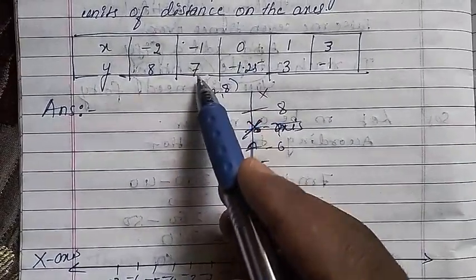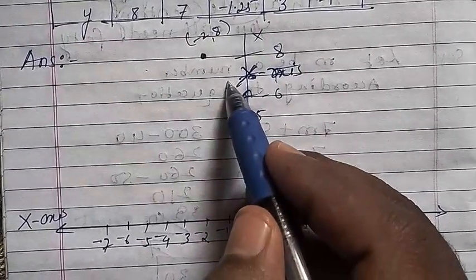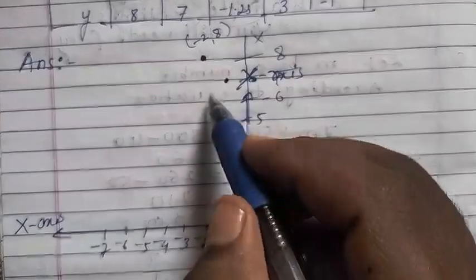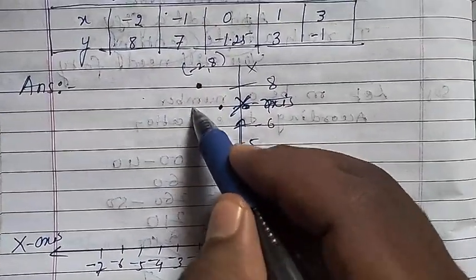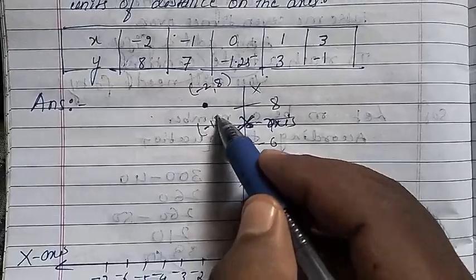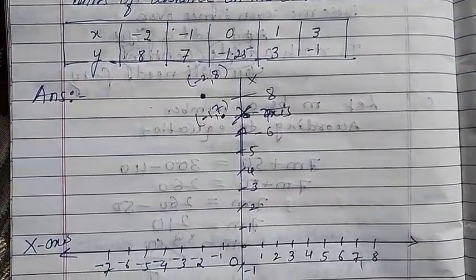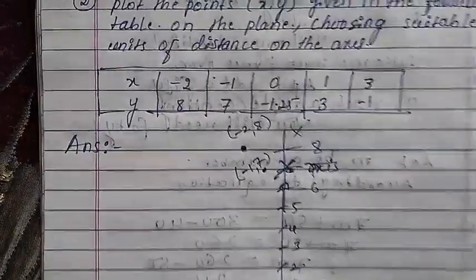Now see the next. X is minus 1, y is 7. Now x is minus 1, y is 7. Now up to 7. Clear? This is 7. Now x, how much is there? X is minus 1, y is 7. Clear? Now see the next coordinate point here.